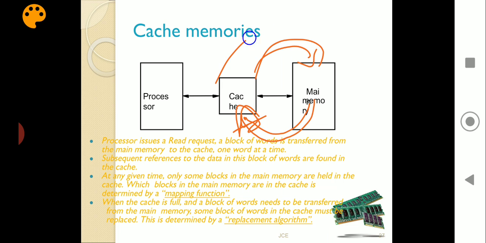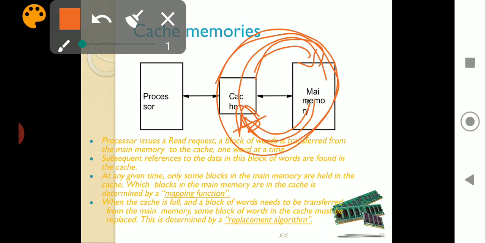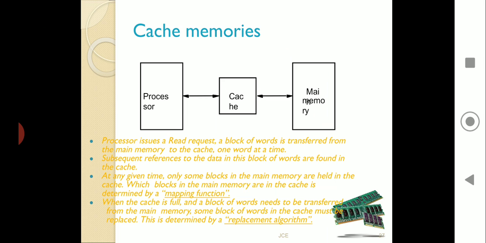This whole process is called the mapping function, or this is defined by a function called the mapping function. So you can just observe in the slide here, at any given time only some blocks in the memory are held in the cache. Why? Because of the less size. Now which block is in the main memory or in the cache is determined by the mapping function. So using a mapping function, you will determine whether the data is present or the data is absent. Okay, so this is one thing.